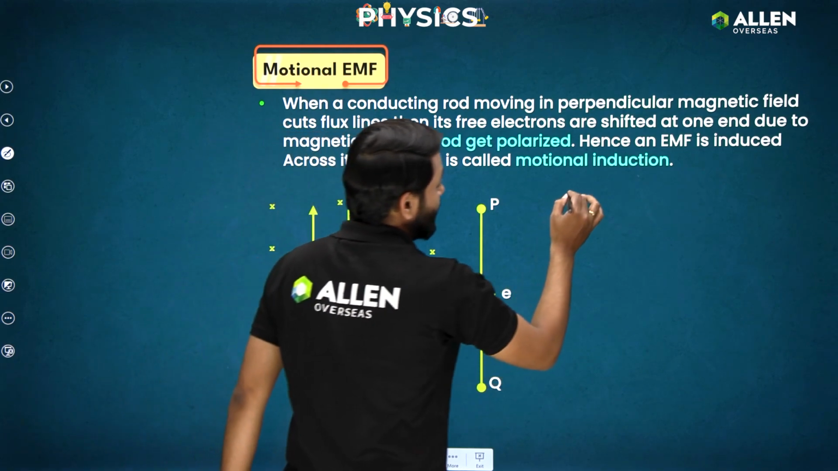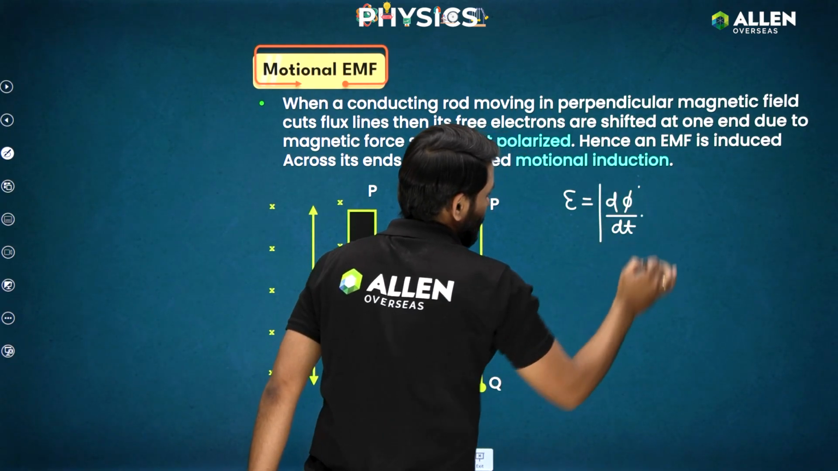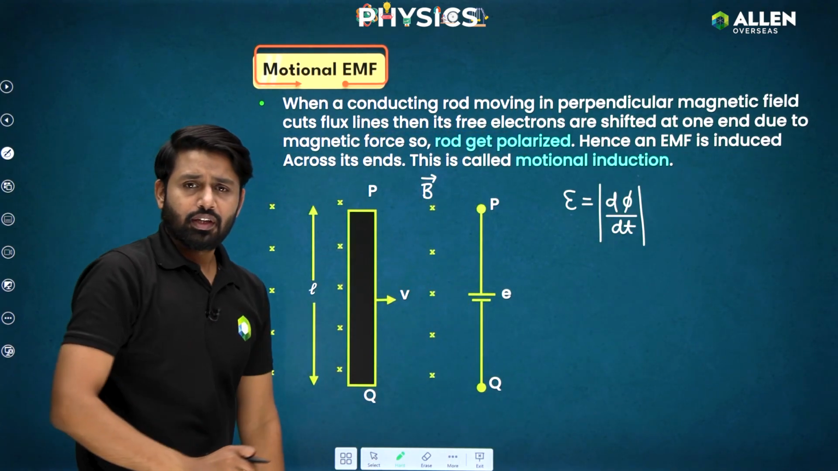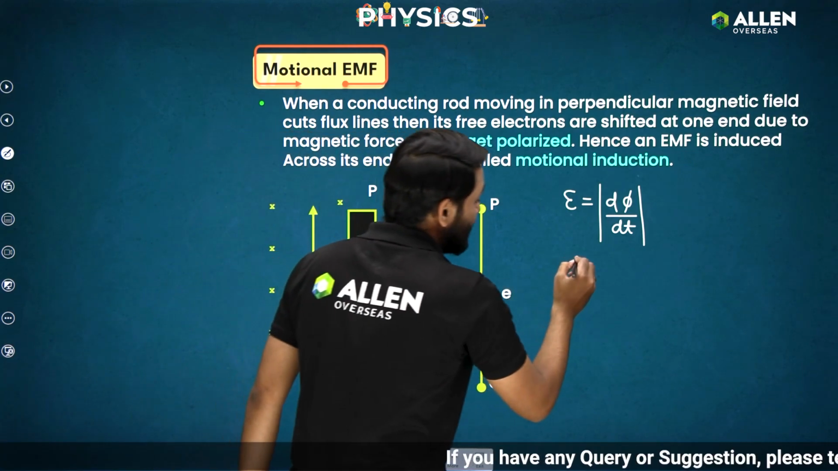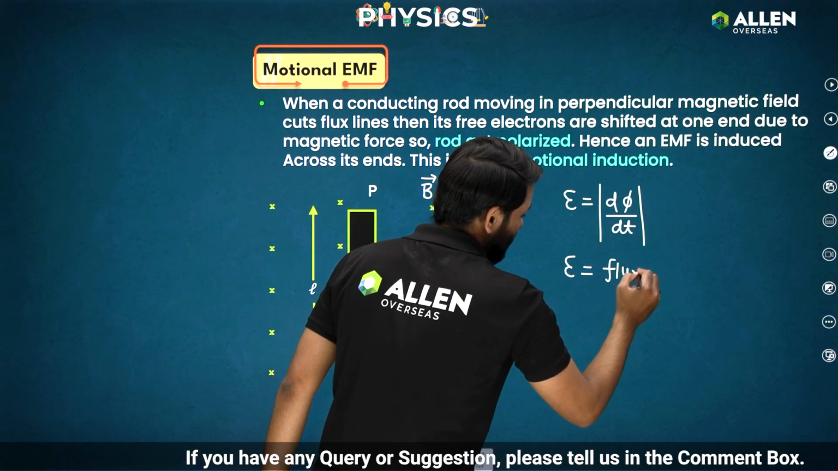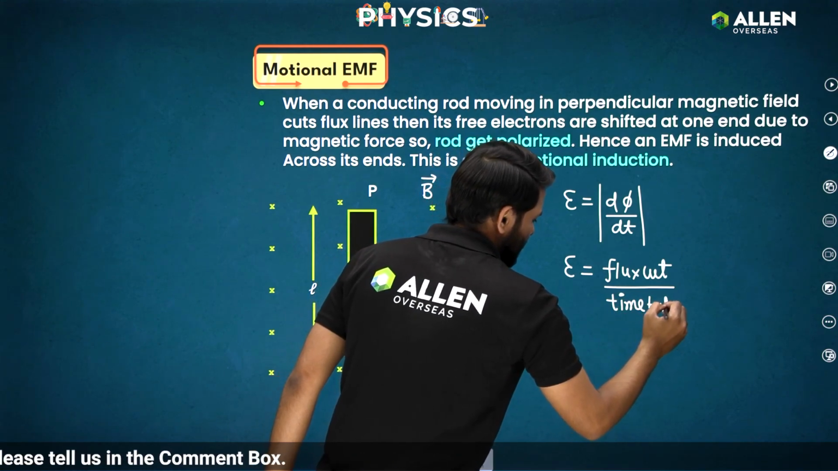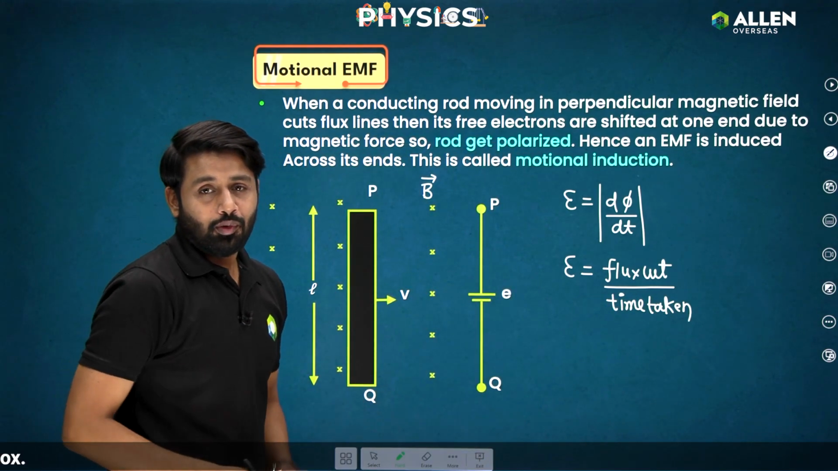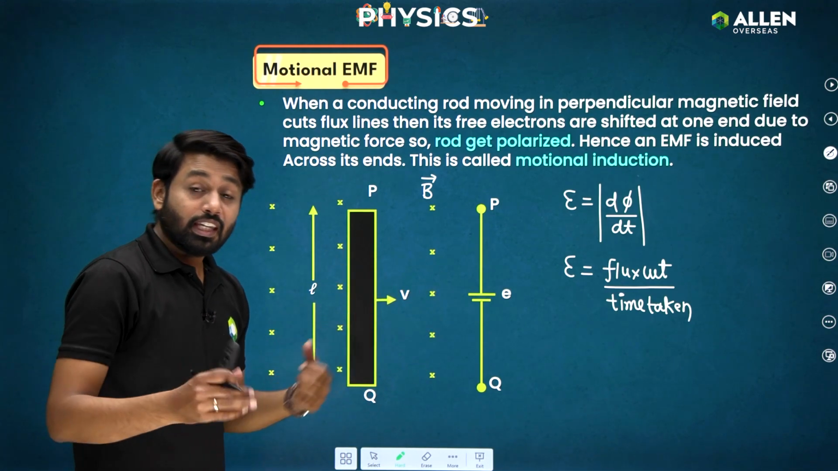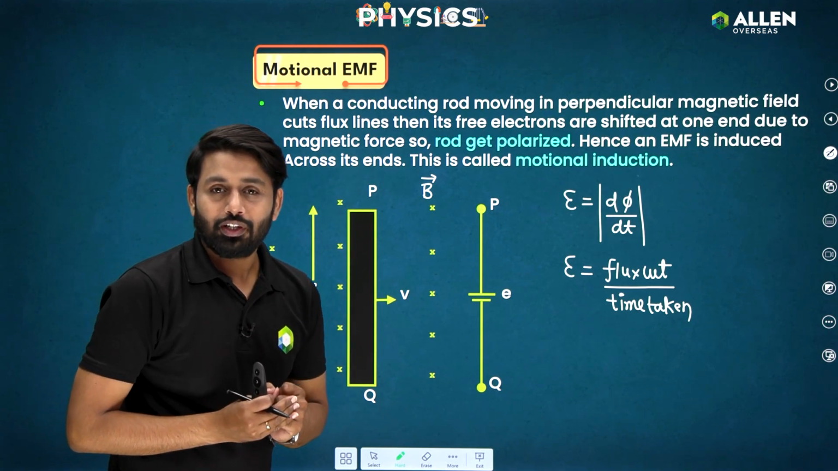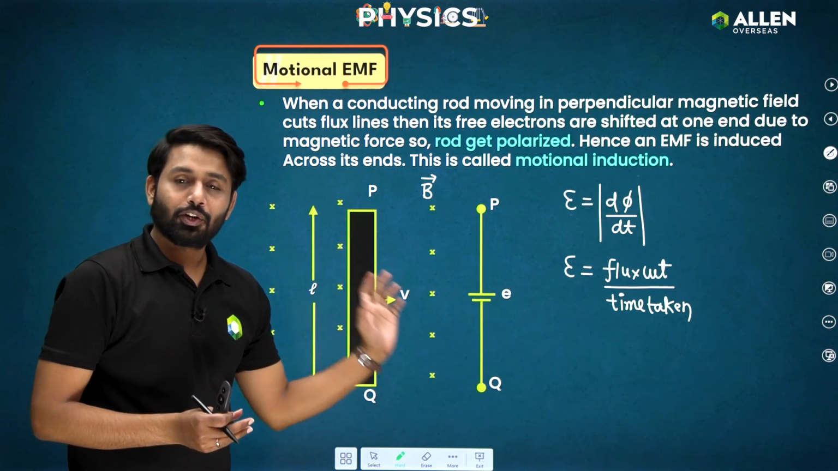According to Faraday's law, we can write E is equal to d phi by dt. I am writing only the magnitude. So flux is changing here, but this rod is cutting flux, so we have to modify this. E is equal to flux cut divided by time taken. So if this rod is moving in a uniform magnetic field and cutting flux, then in this rod EMF will be induced. That EMF we call motional EMF. Why? Because that EMF is induced due to the motion of the rod, right, students?